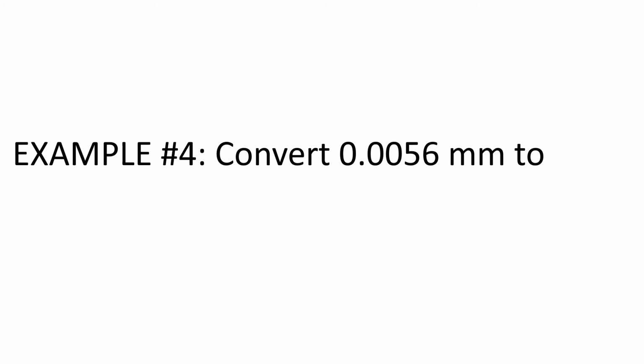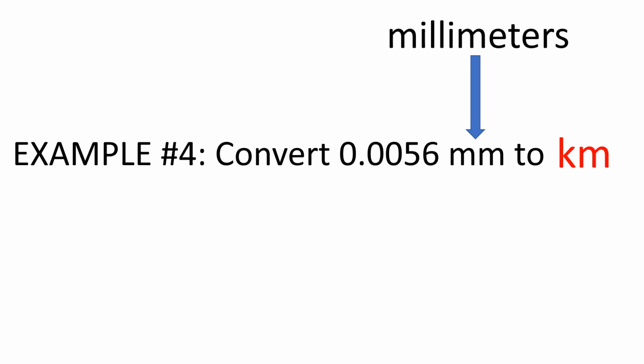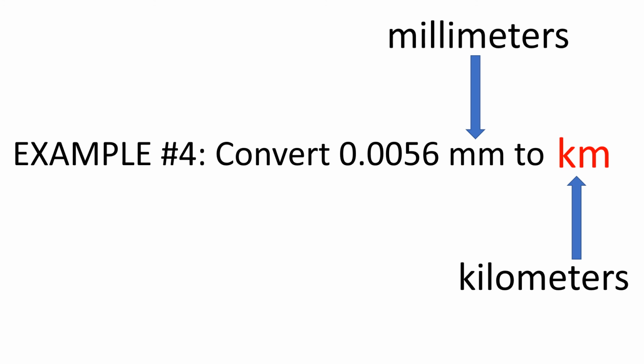And now we're on to the final example. So we want to convert 0.0056 millimeters, small number, to kilometers. Again, we want to understand the relationship between them so we can find equivalent statements that are equal. So I can already tell right now we're going to want multiple conversion factors. Since they both have meters in common, we're going to go from millimeters to meters and then meters to kilometers. So here we go, millimeters to kilometers.